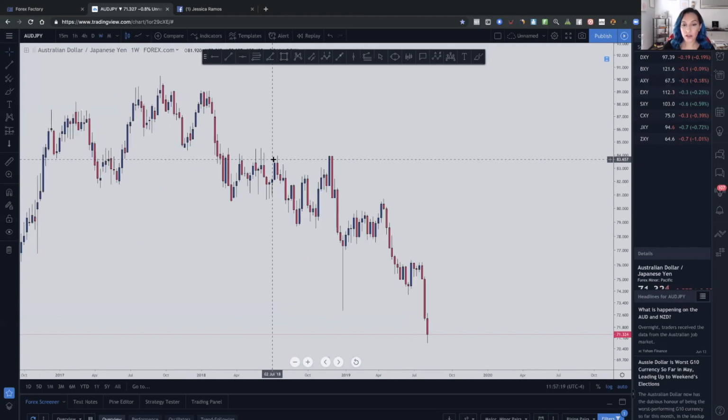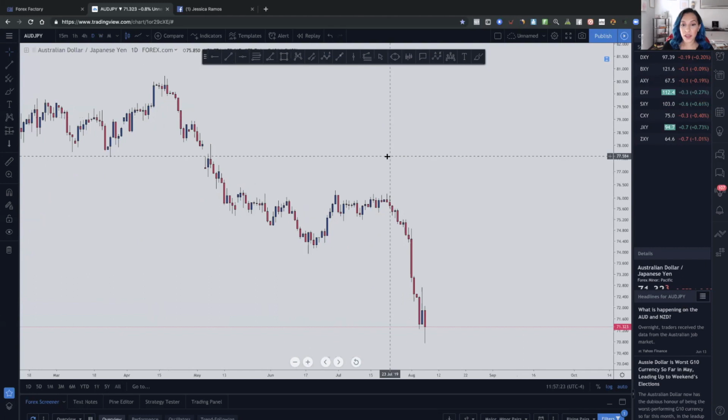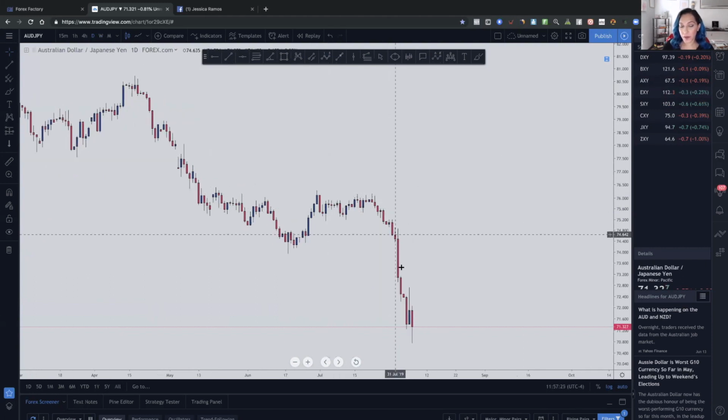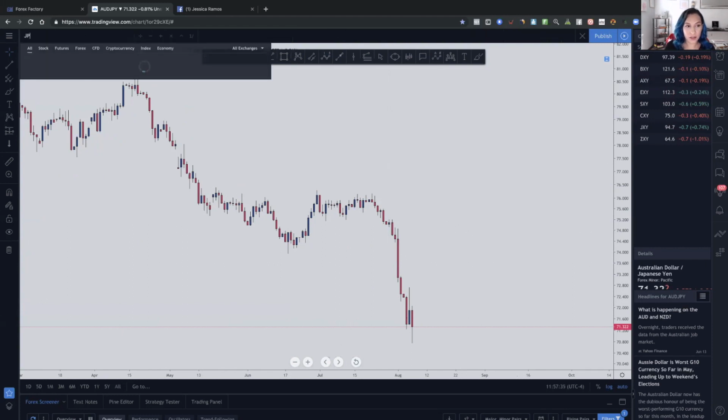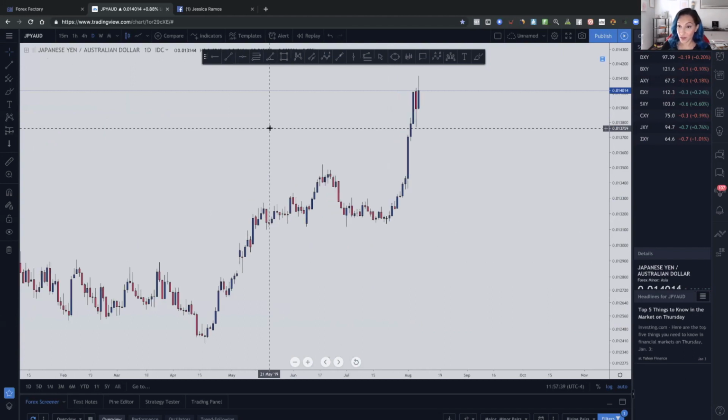All right, so AUD JPY, what did we say? We're expecting to see a sell. So you can see, literally it's been bearish the entire time that the Japanese yen has been super bullish. Confirms my point. So let's flip it around and go to JPY AUD. What do we see? Super bullish. All right, let's do one more example.